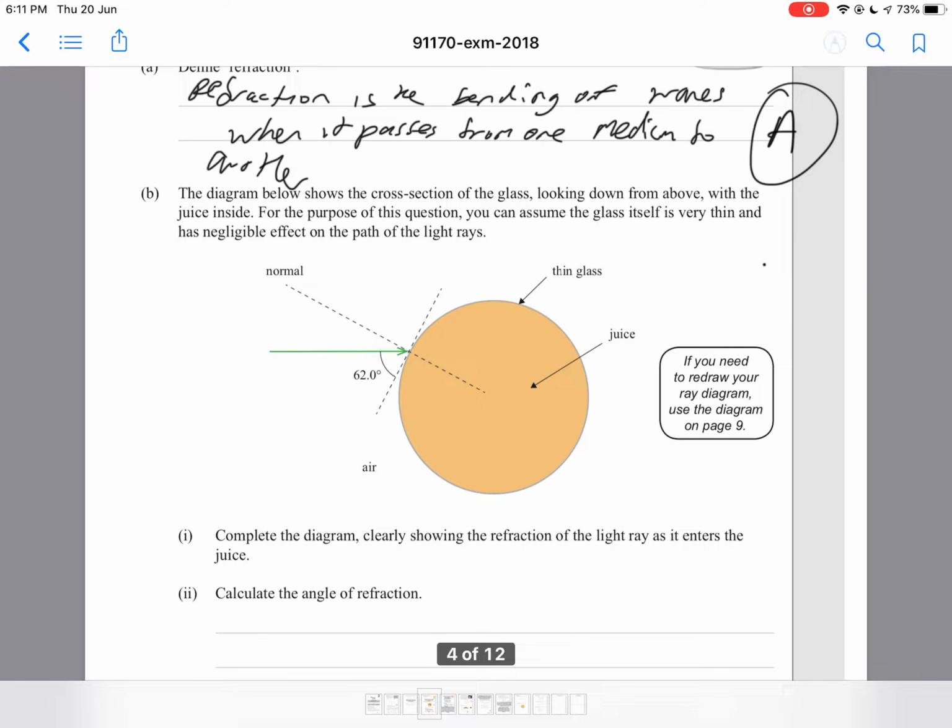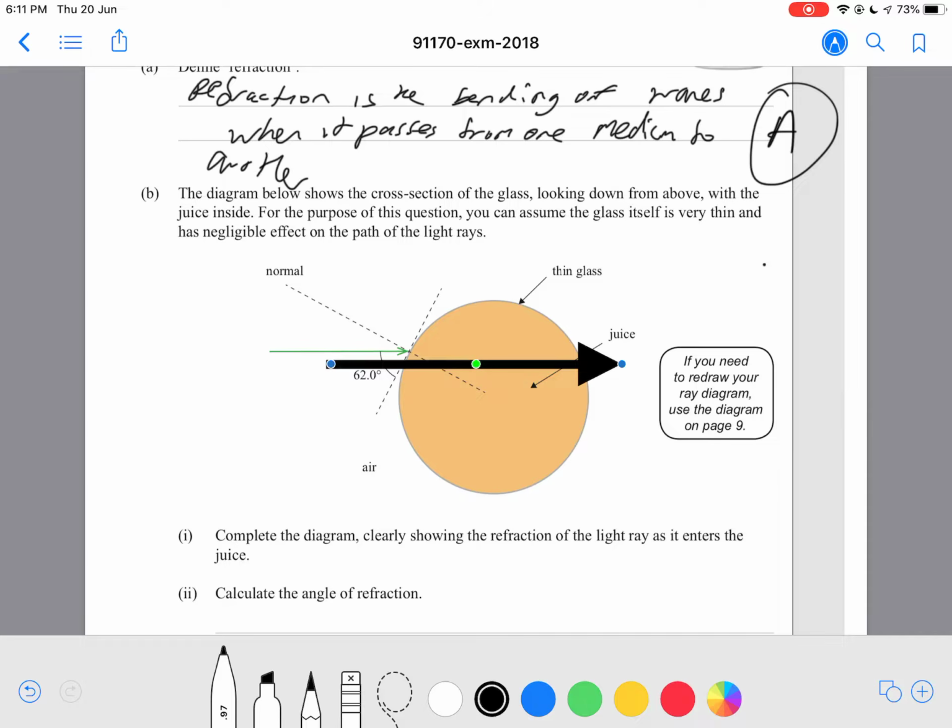So therefore we're going to draw our refracted ray. Our refracted ray is going to bend towards our normal. It should look something like this. It should be bent towards the normal. In this question you have to make sure that the angle of refraction, that's this angle, must be smaller than the angle of incidence.